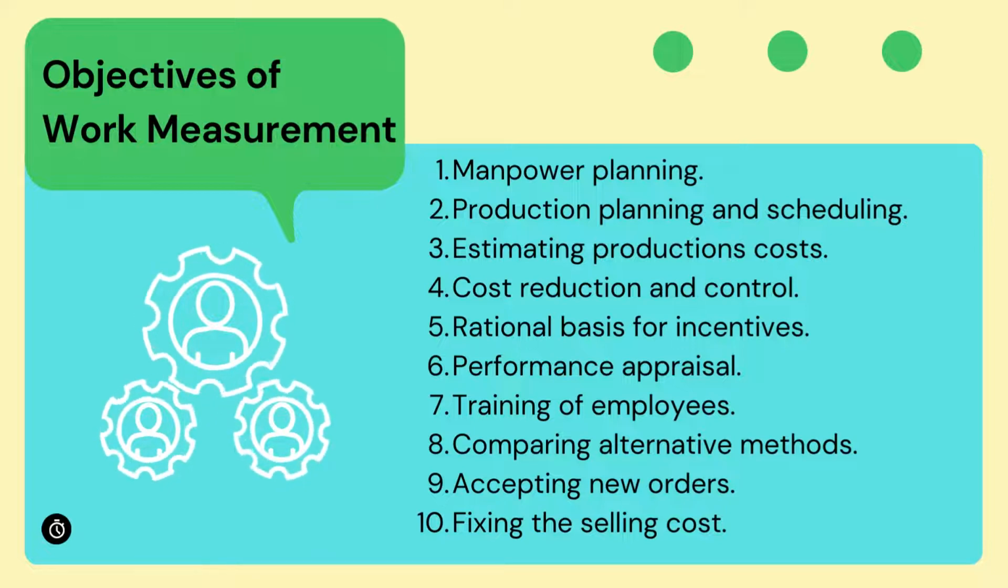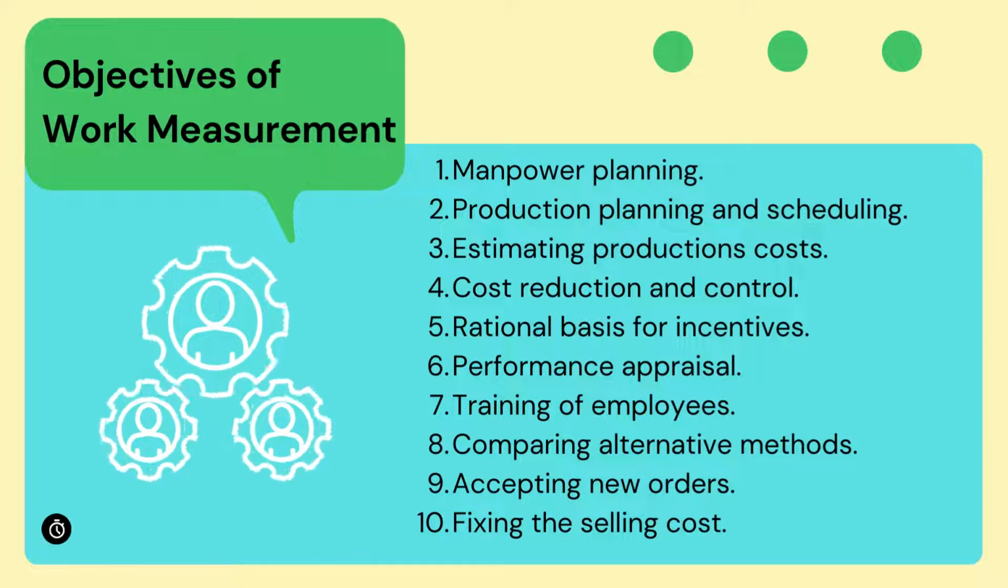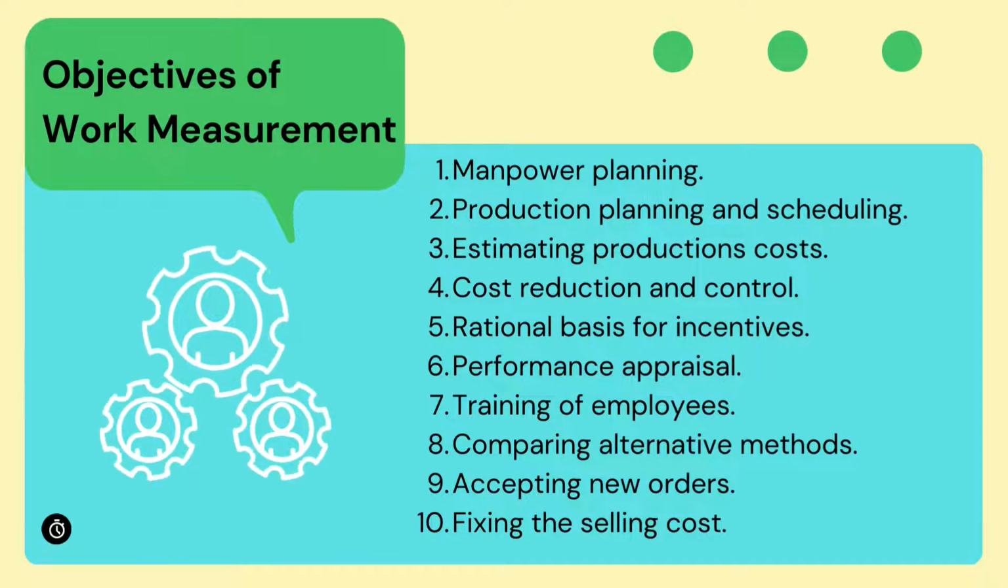Fifth, we have rational basis for incentives. Work measurement data is used for making incentive schemes for the employees. Incentive schemes actually motivate employees to work hard. The efficient employees are rewarded by giving them a higher wage rate. Work measurement fixes the standard time for doing the work. Those who complete their work within the standard time or faster than the standard time are rewarded with higher wages. So this encourages all employees to work fast and efficiently.